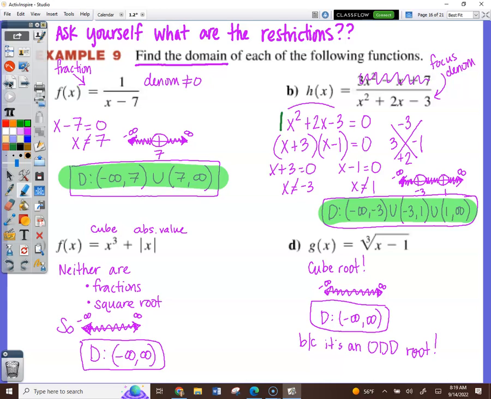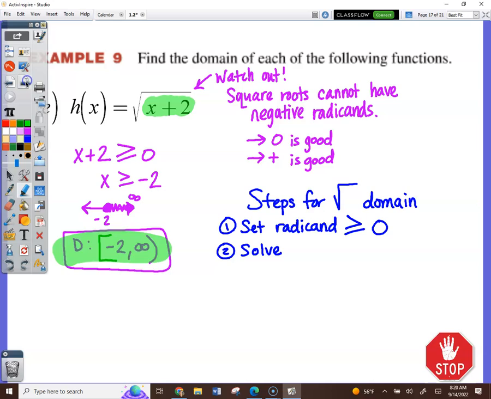It's when you plug a number in and you get a problem. And the only problems are no-go in fractions, zero on bottom, or a negative under a radical if it's a square root. So that's what we did yesterday.